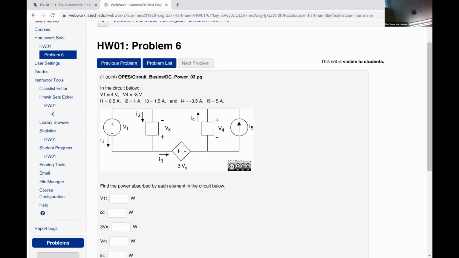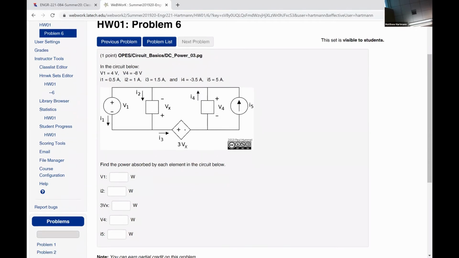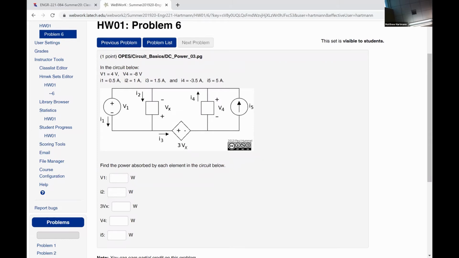You are asked to find the power absorbed by each element, so that means that if it's supplying negative 40 watts, it's absorbing positive 40 watts.